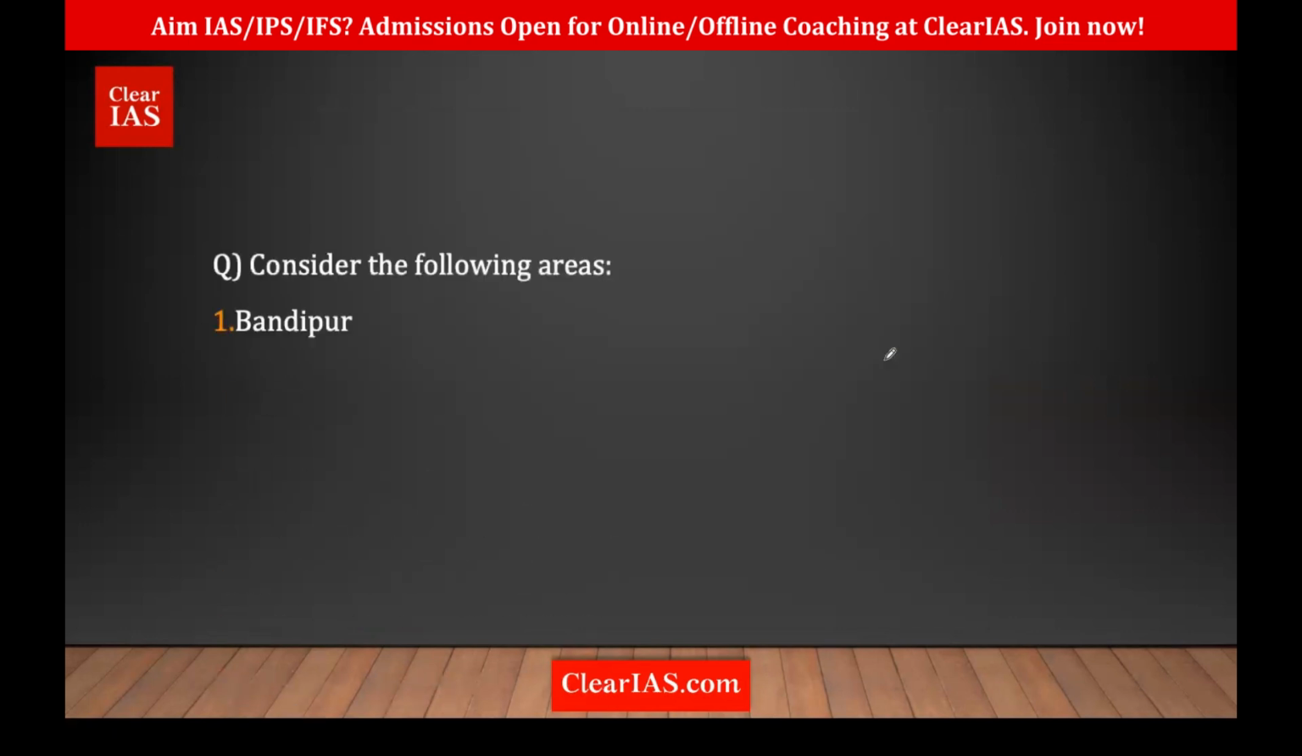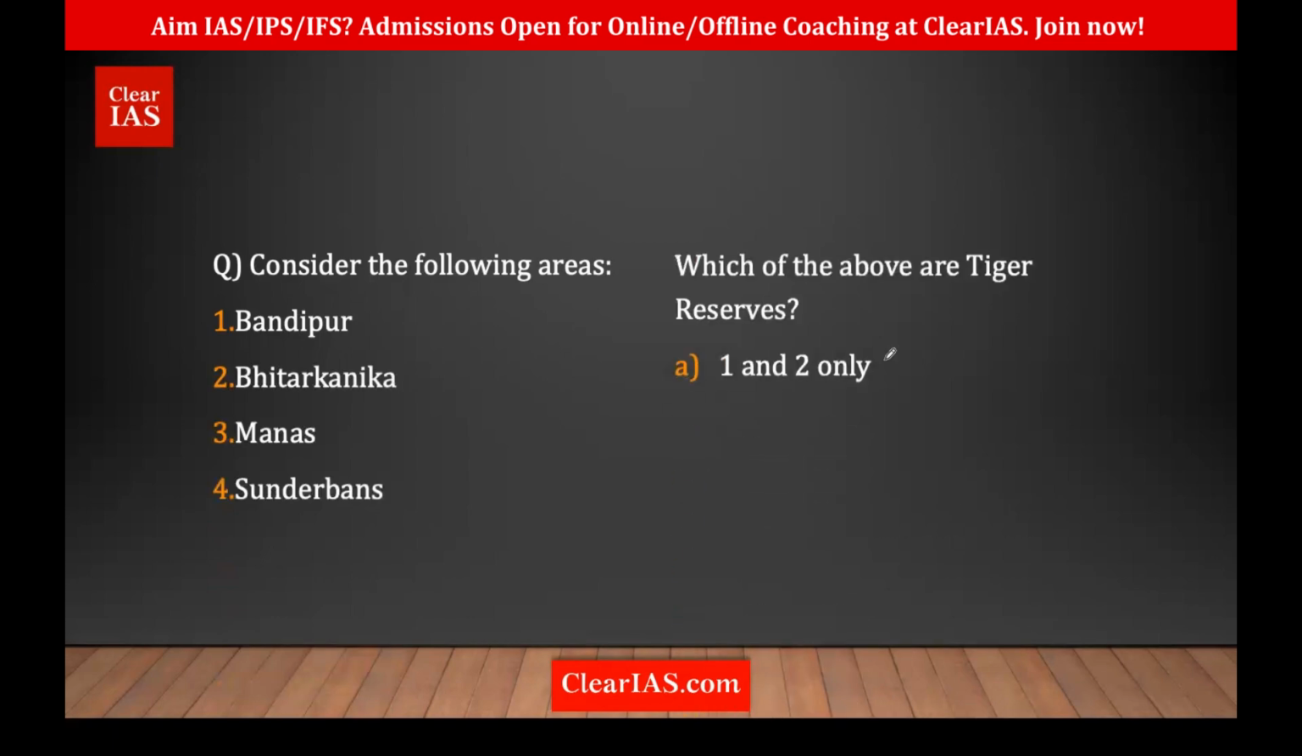So we'll see one question asked by UPSC previously. So consider the following areas: Bandipur, Bidar-Kanniga, Manas, Sundarbans. Which of the above are tiger reserves? That is the question. A 1 and 2 only, B 1, 3 and 4, C 2, 3 and 4, D 1, 2, 3, 4. So we know Bandipur. Yes, it is one of the first tiger reserves. So 1 is correct. So you can eliminate an option without 1. Okay. Bidar-Kanniga, we are not sure. Manas, yes, it is a tiger reserve. Sundarbans, yes, it is a tiger reserve. So both 3 and 4 are right. So you can eliminate this option also. So 2 options left. So if you're talking about Bidar-Kanniga, it is not a tiger reserve. Okay. It's almost on the banks of what?